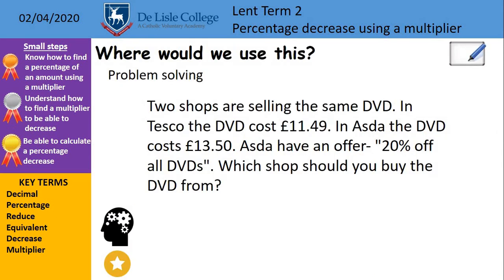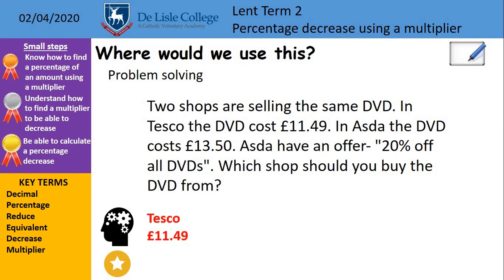Where would we use this? So we've seen examples throughout in real day life. Let's have a look at one last problem solving question together. Two shops are selling the same DVD. In Tesco the DVD costs £11.49. In Asda the DVD costs £13.50. But Asda have an offer of 20% off all DVDs. Which shop should you buy from?